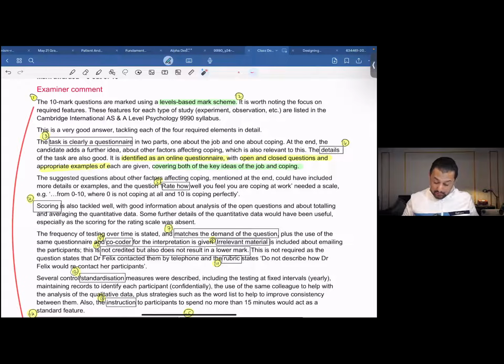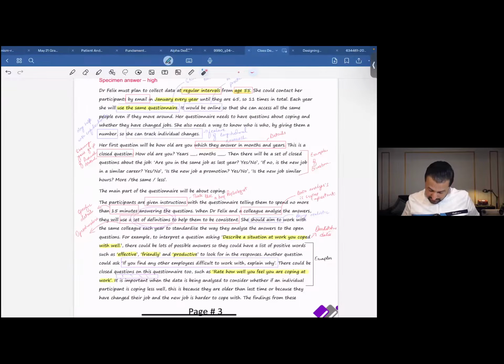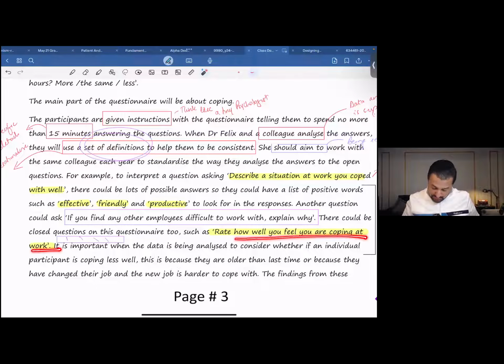So, like I said, the suggested questions about other factors affecting coping mentioned at the end could have included more details or examples. And the question, rate how well you feel you are coping at work, needed a scale, for example from 0 to 10. If you remember when I said this, additionally there should have been a Likert type scale, where you could have said this is a scale from 0 to 5, where 0 means this and 5 means this. Make sure you're specifying that 0 means this, 5 means this. This is just an example I'm giving you.